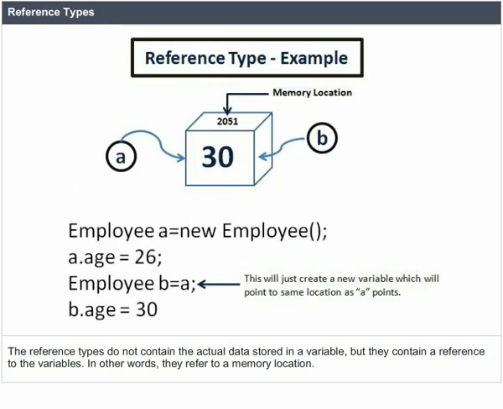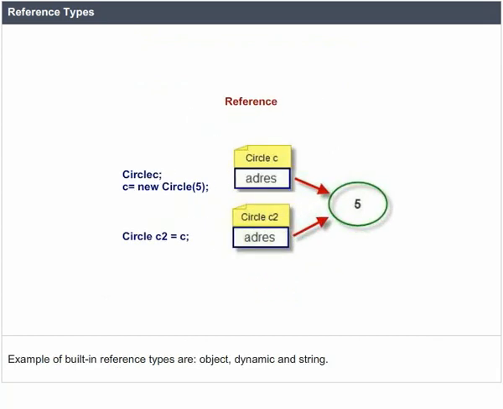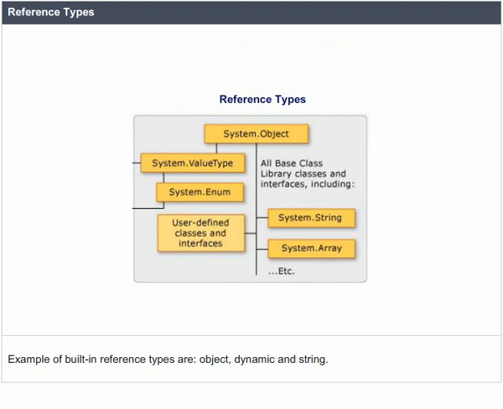Reference types. The reference types do not contain the actual data stored in a variable, but they contain a reference to the variables. In other words, they refer to a memory location. Using more than one variable, the reference types can refer to a memory location. If the data in the memory location is changed by one of the variables, the other variable automatically reflects this change in value. Examples of built-in reference types are object, dynamic, and string.